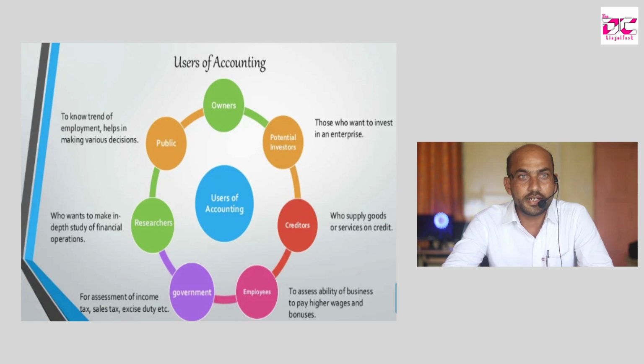Second, the potential investors who invest an amount in a business. An investor is a person who contributes an amount to the business, so that person is able to know the accounting information and understand your financial position. The next person is the creditor who supplies goods and services on credit to the businessman. That person is able to know the accounting information. So the creditor is our user.